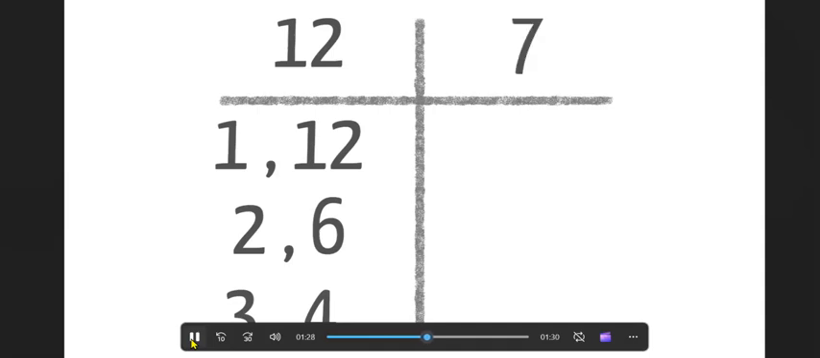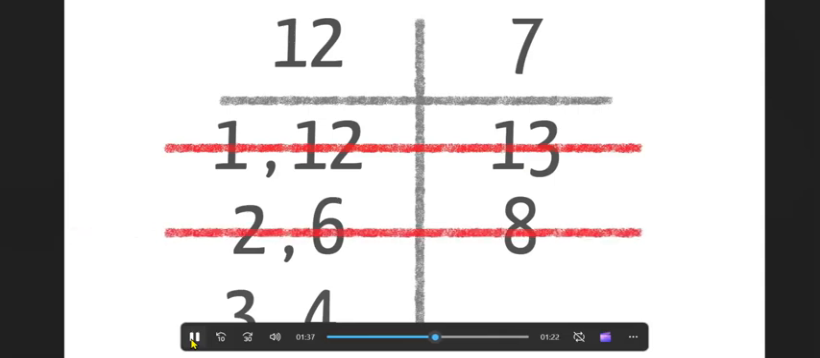If we add 1 and 12, we get 13, so that is not correct. 2 plus 6 equals 8, so that is not it either. 3 plus 4 equals 7. These are the correct numbers.